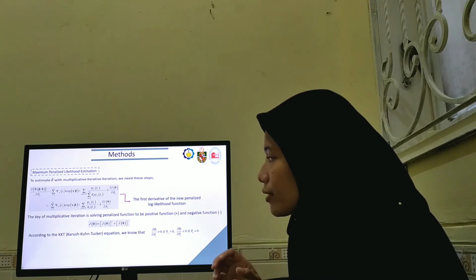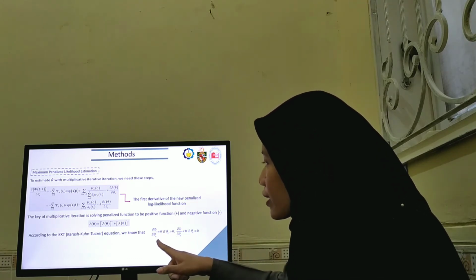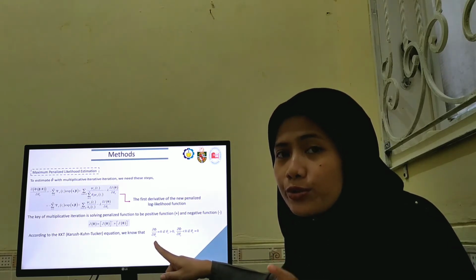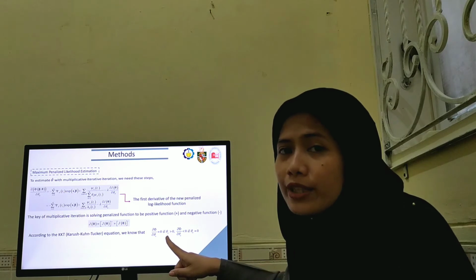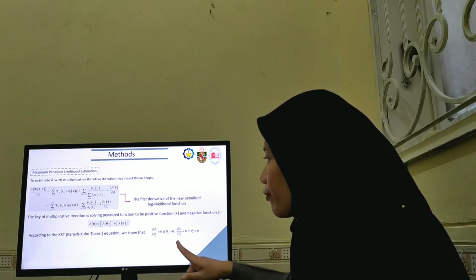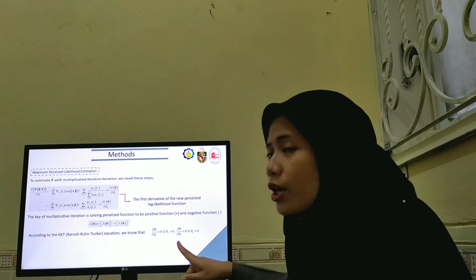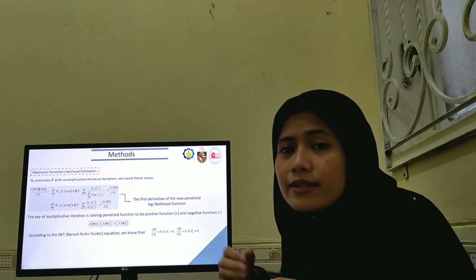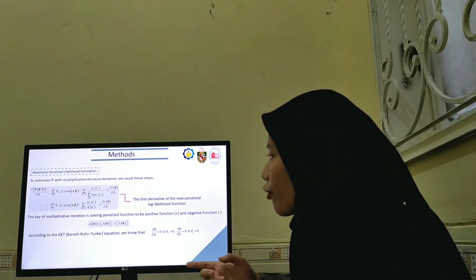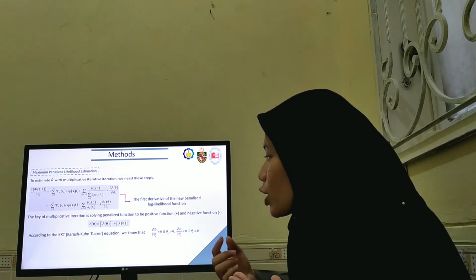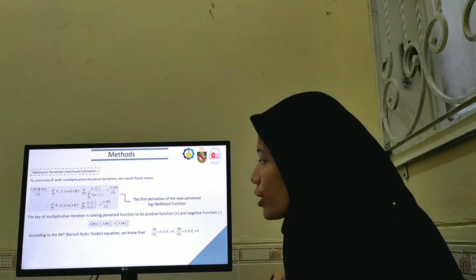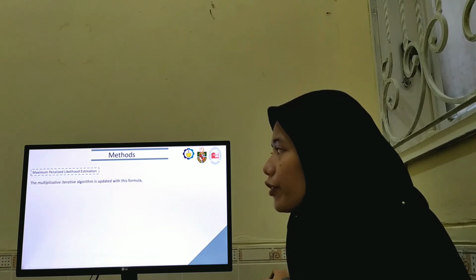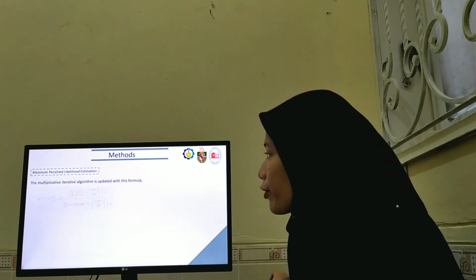According to the Karush-Kuhn-Tucker equation, we know that the first derivative of the new penalized log likelihood function will be equal to 0 if theta is more than 0, and the first derivative of the new penalized log likelihood function will be less than 0 if theta is equal to 0. But in this research, the first derivative of the new penalized log likelihood function should be equal to 0. So here is the formula. The multiplicative iterative algorithm is updated with this formula.